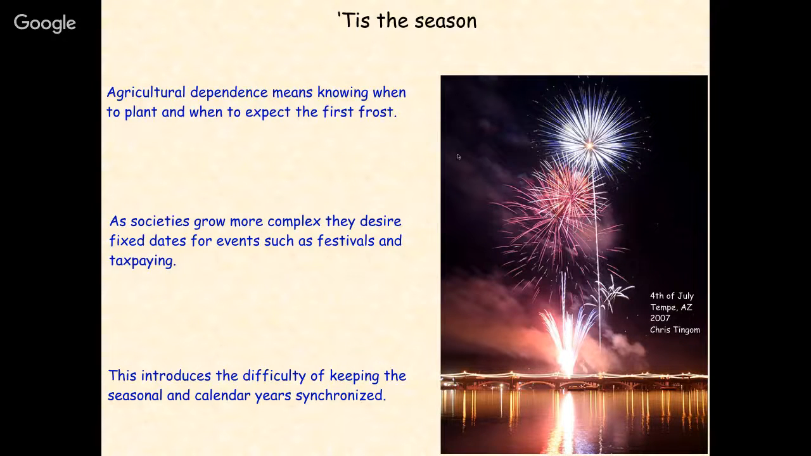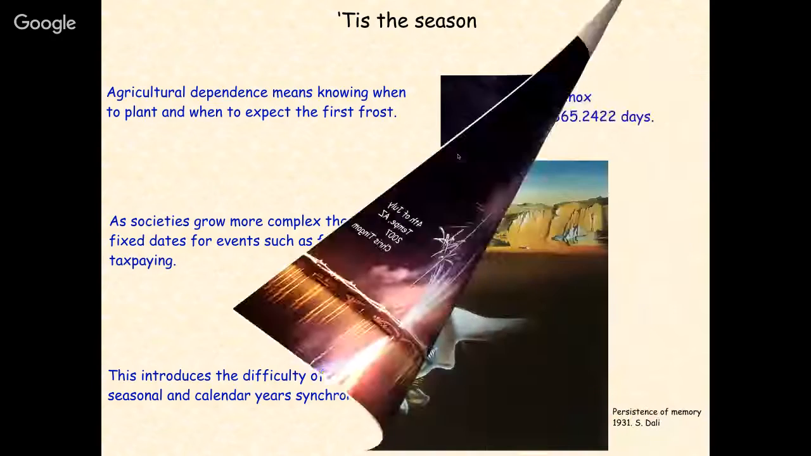There's just a nice image there of the 4th of July, an example of a fixed date, in Tempe, Arizona in 2007, and some of the fireworks going off. So we've got this tension between seasonal clocks and the calendar clocks.